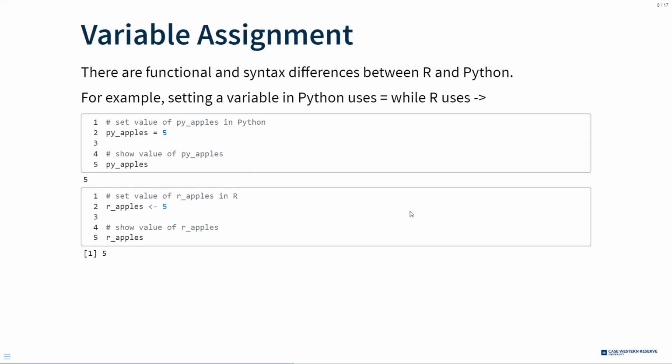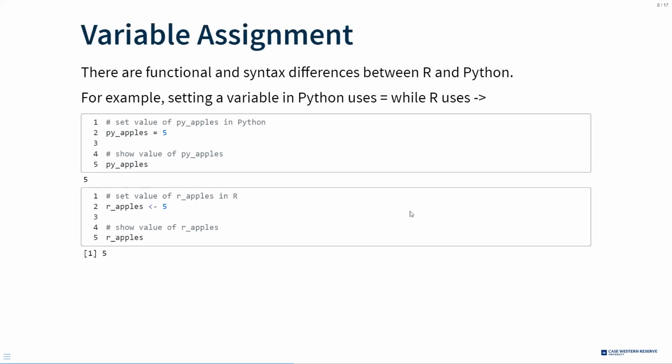So in this case, for setting the value of a variable here called pyapples, we use the equal sign to set pyapples equal to 5. If we print out pyapples at the bottom, it returns 5. In R, we have this variable called rapples here, where you see we use this kind of arrow notation to denote the value for that variable. And again, when we print that out at the bottom, it also returns 5. So each behaves in the same exact way.